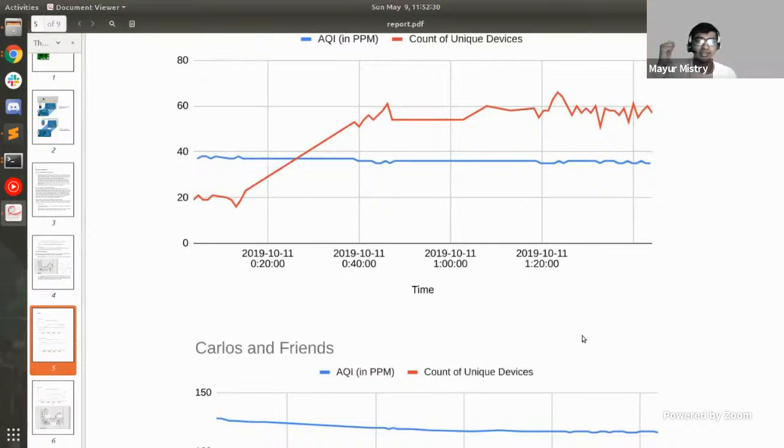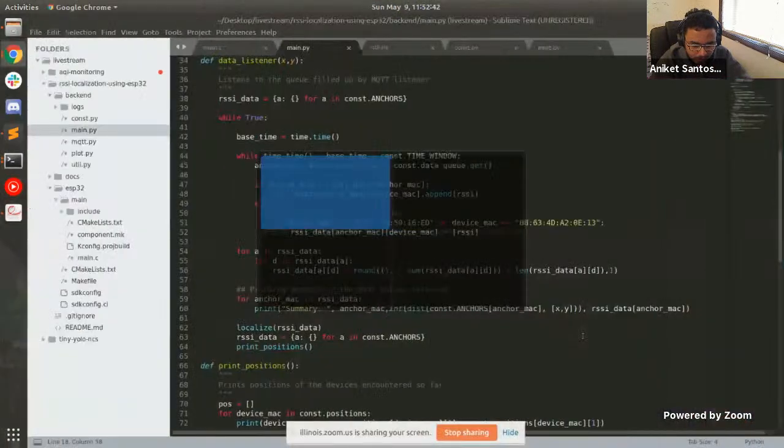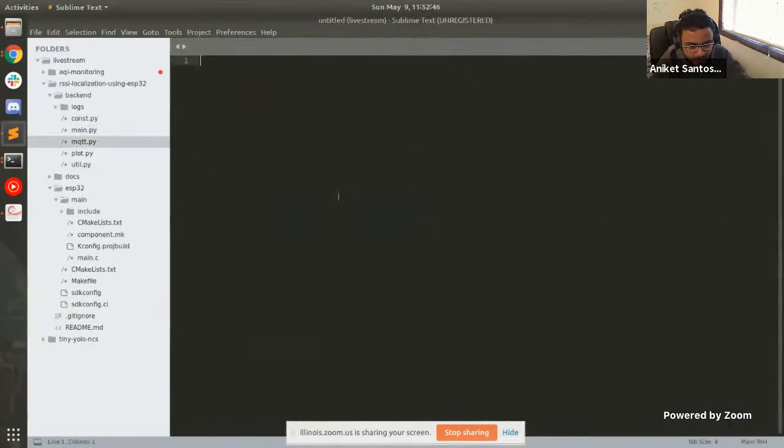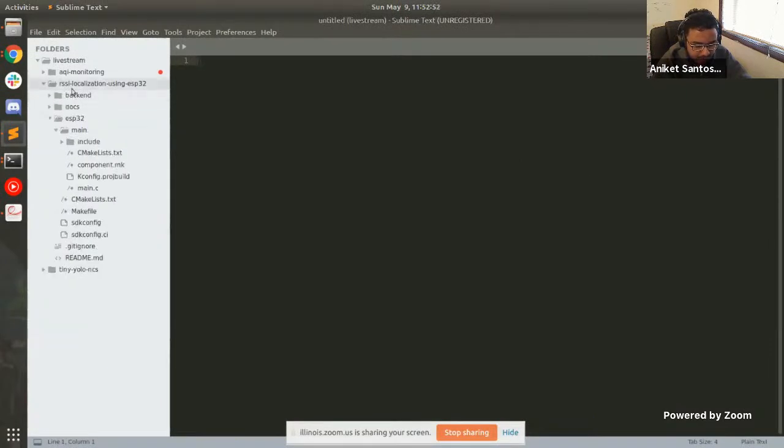Aniket? Yeah. So when you mention number of devices, is it like the mobile phones of students? It is the MAC addresses of the students. So coming quickly to the code, the MAC address is like the device ID of any device. It's like the name of the device. So we usually use MAC addresses to detect uniqueness of any device.